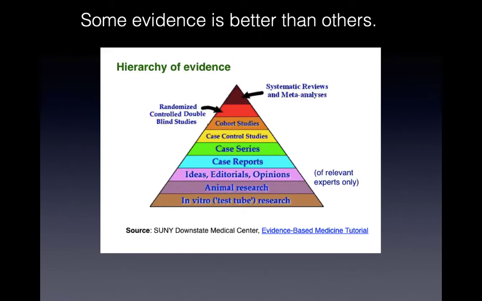This is an evidence hierarchy. It's called the hierarchy of evidence. Have a look at this. At the top is going to be systematic reviews and meta-analyses. Next is randomized controlled double-blind studies. Then there are these cohort studies, case series, case control studies. And I do get to this point where we talk about ideas, editorials, opinions, and this is only of relevant experts, people competent, people, actual authorities about the hypotheses in the fields in question.